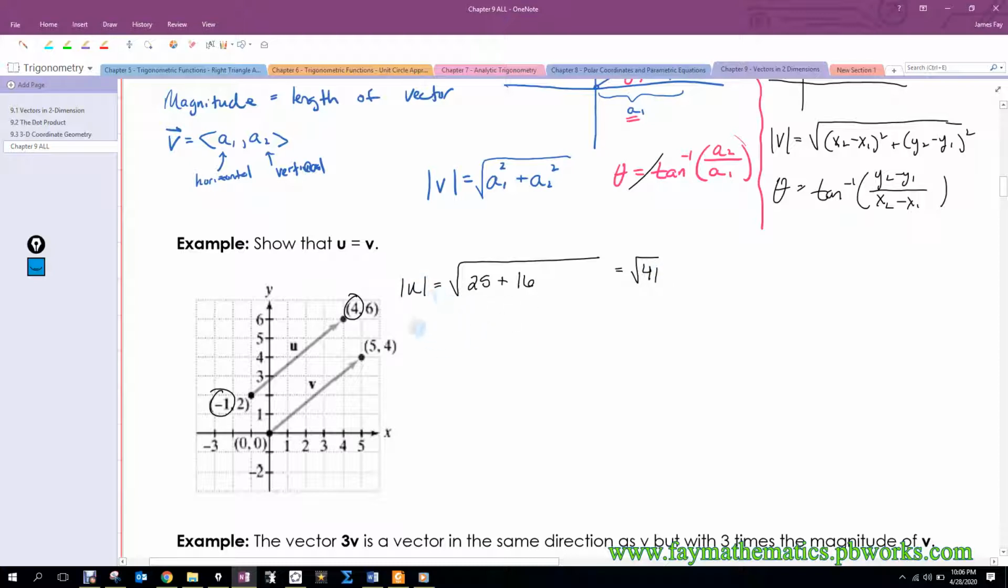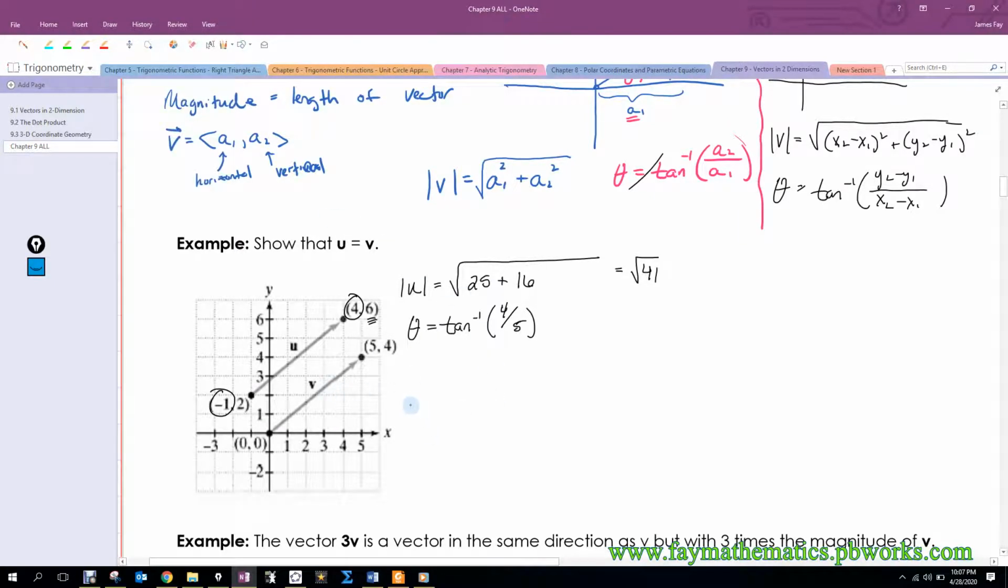Okay, now theta is the tangent inverse. Now it's that y distance that I just found. So that y distance was 4 divided by the x distance, which was 5. Okay, and I'm going to go grab the calculator in a minute and evaluate that if I need to, depending on what this next one shows out to be.